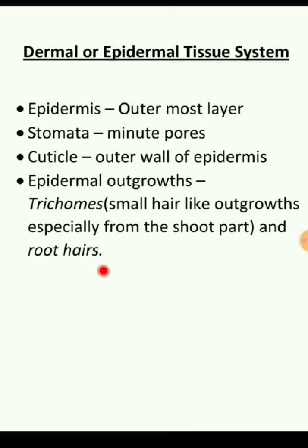So students, a dermal or epidermal tissue system includes stomata, cuticle and epidermal outgrowths. Epidermal outgrowths include trichomes and root hairs.